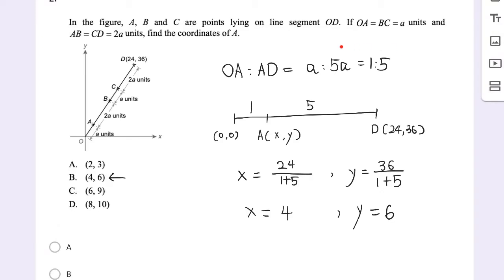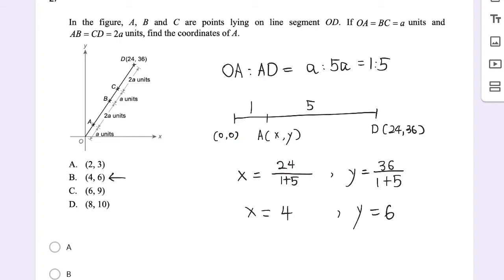This one is very straightforward. You can see that you know OA to AD, that is 5 and 1, so you can solve the equation like this. I omit the plus 5 times 0 for this one or this one.